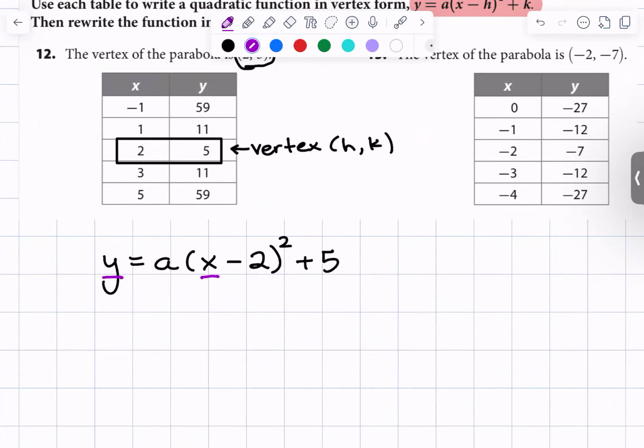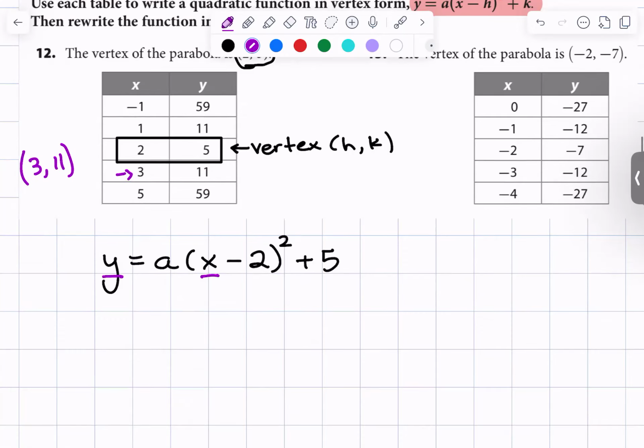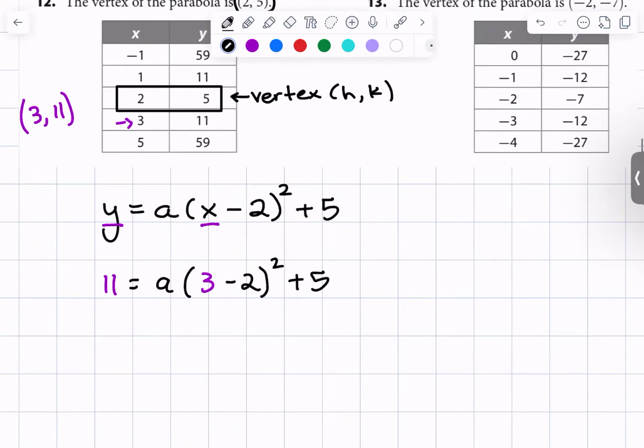So I'm going to pick one, and preferably one that's easy, the easiest numbers to deal with. I'm going to pick this one here, the 3, 11. Or I can pick the 1, 11, but I'm going to stay away from the 59. So my y value now becomes 11. My x value now becomes 3. And if I do that, notice that I only have one variable to deal with, which is the a, right?